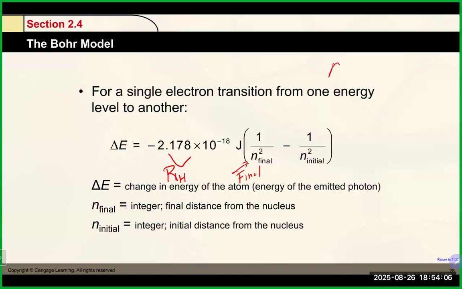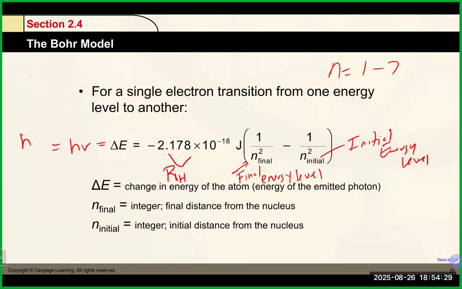And again, n could have values of 1 through 7. The final energy level. And n squared initial is the initial energy level. Now, this delta E is equal to the same thing we saw before, h times the frequency, also equal to hc over the wavelength. So they're all equal to each other.